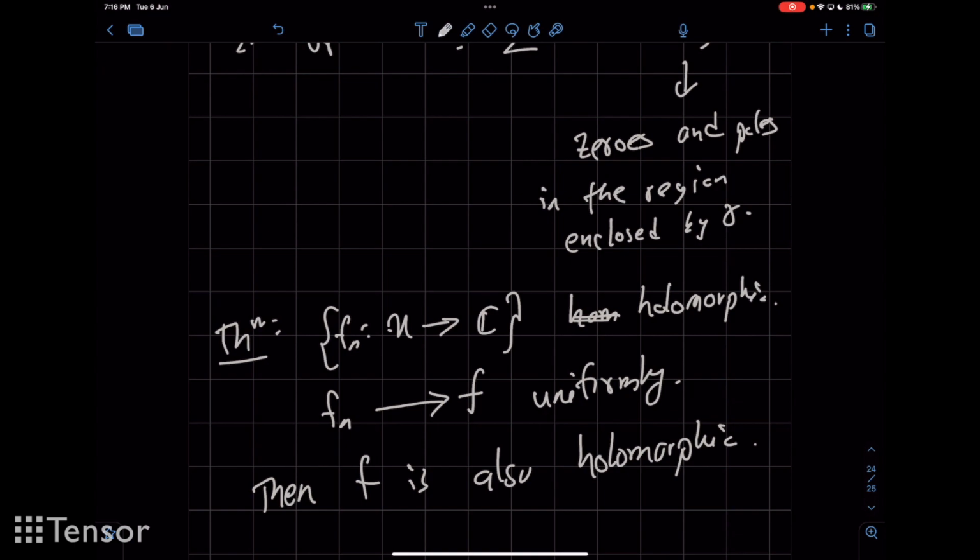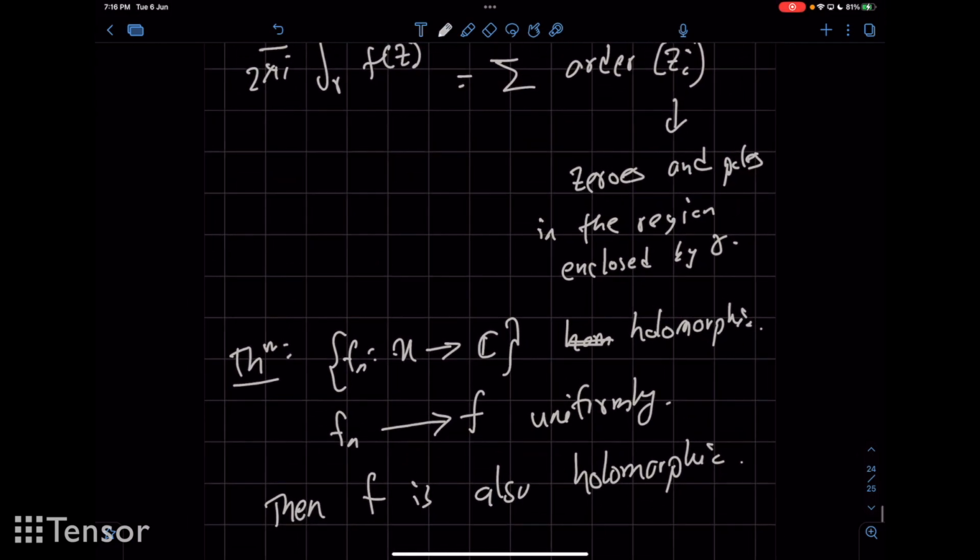So in real analysis, the uniform limit of a sequence of continuous functions is also continuous. But the uniform limit of a sequence of differentiable functions may not be differentiable in real analysis. But for the complex case, this is true. Okay. So that concludes our discussion on complex analysis.